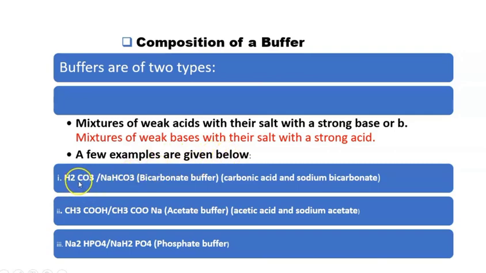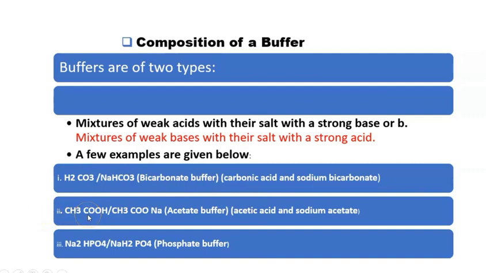This is carbonic acid, and this is the salt of carbonic acid. So a buffer that has these two compositions, a weak acid and the salt of this acid, we call a bicarbonate buffer. If it is carbonic acid and sodium bicarbonate, we call it a bicarbonate buffer. So the buffer type depends on the composition present in that buffer. This is your carbonic acid, this is your sodium bicarbonate, and we call it a bicarbonate buffer.